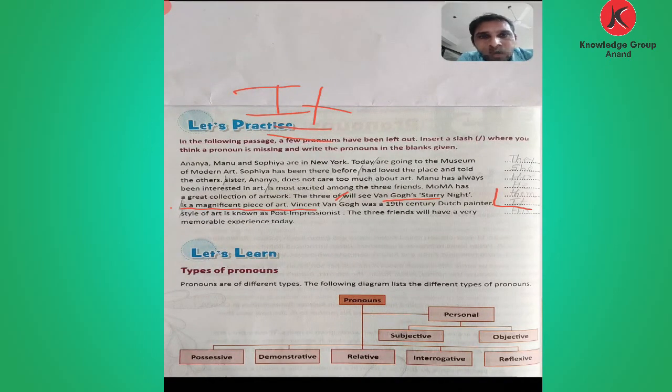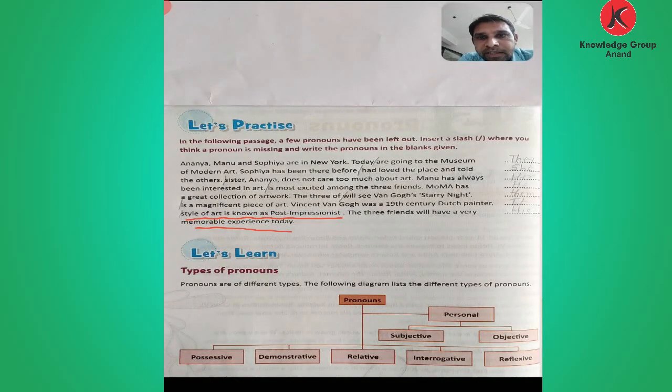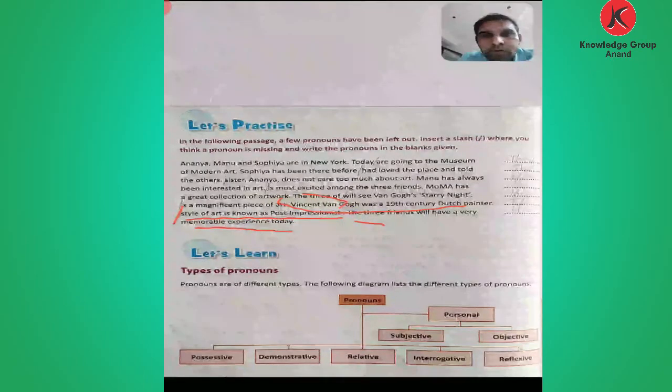Vincent van Gogh was a 19th century Dutch painter. He was a painter. In which century? 19th century. Then the last one. Style of art is known as post-impressionist. The three friends will have a very memorable experience today. So in these two lines I put this slash here. What do I use here? His style of art. This is a man's name, so I use his. His style of art is known as post-impressionist. So here I put his.